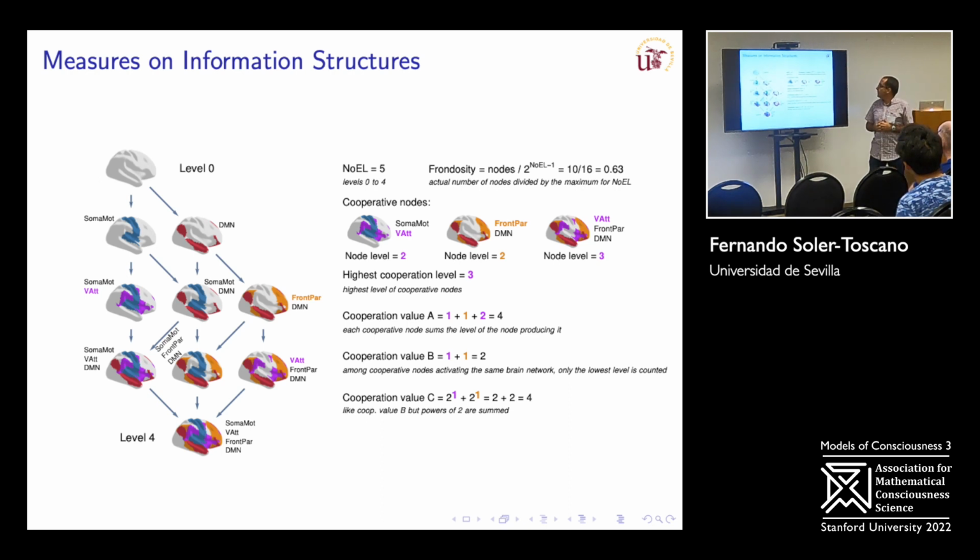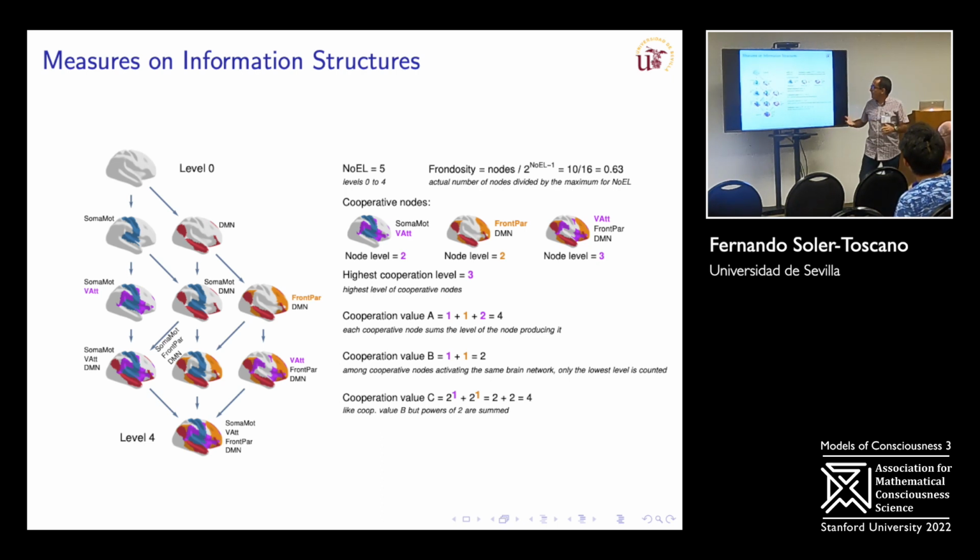For example, we can look at the number of energy levels. Noel is the number of energy levels. These have 1, 2, 3, 4, 5 layers, which are levels of energy, also called.